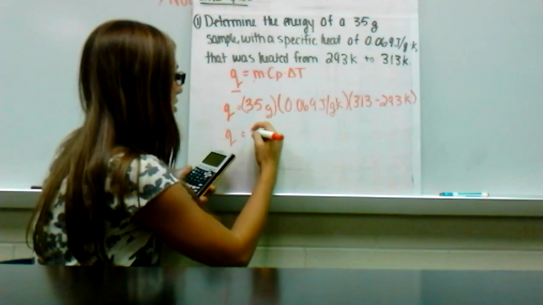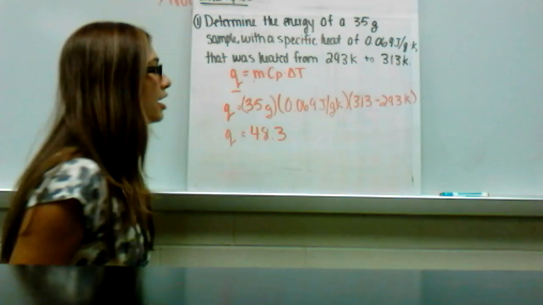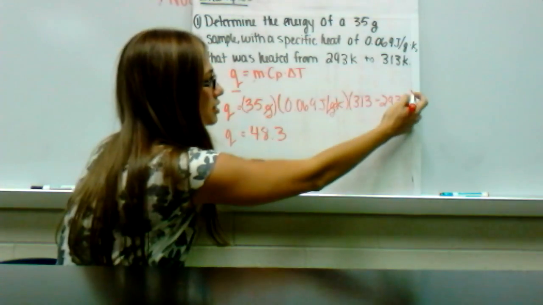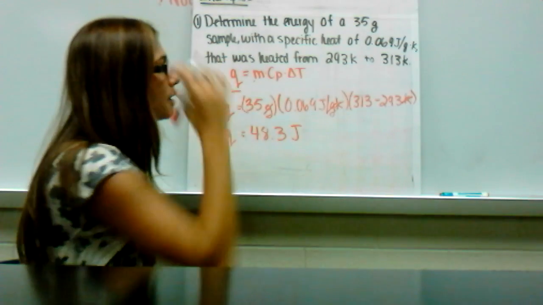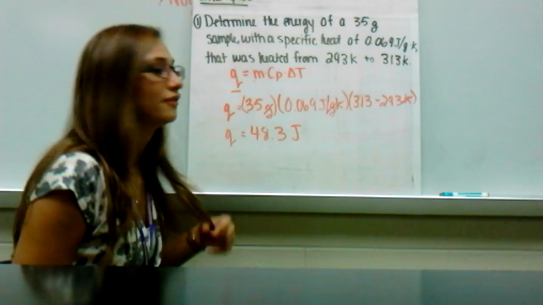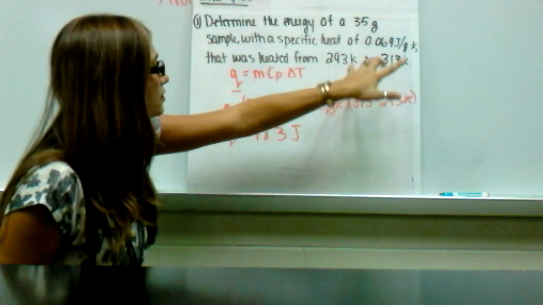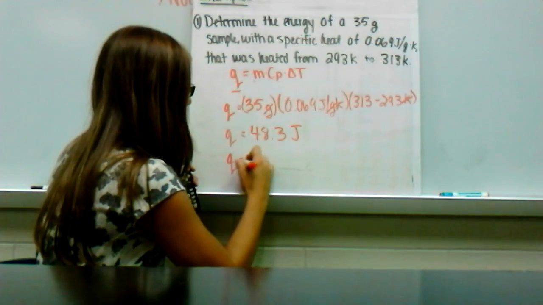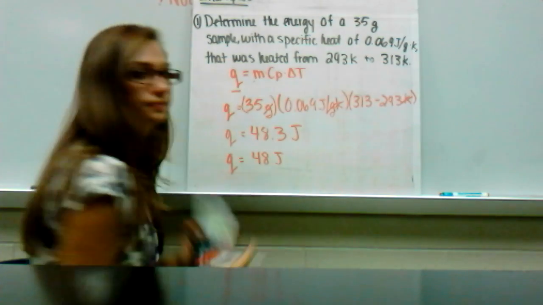Okay, the answer that I got here was 48.3, and then our units, if you look, our grams are going to cancel out with our grams, our Kelvin is going to cancel out with our Kelvin, so we're going to be left in joules. Make sure we look at our significant figures though. So here we only have 2, here we have 2, and here we have 3. So we're going to have to use our least amount. So Q is going to equal 48 joules.